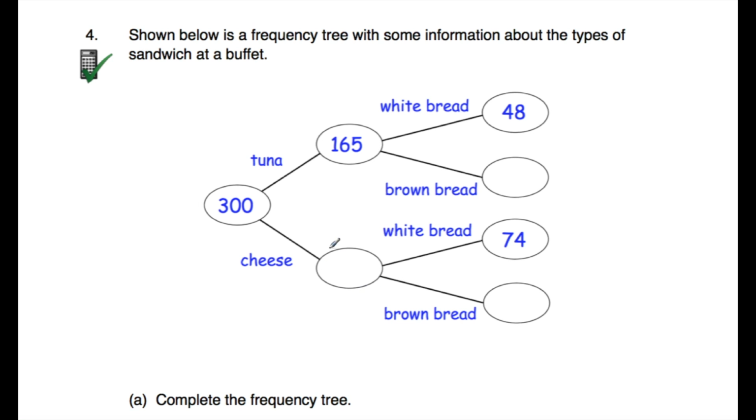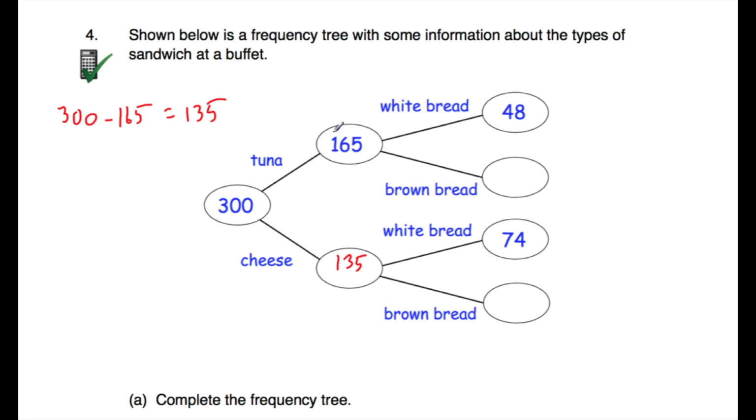So let's start off by finding out how many sandwiches were cheese sandwiches. Altogether there were 300. So if we take away 165, how many tuna sandwiches there were, that tells us how many cheese sandwiches there were. So 300 take away 165 is equal to 135. So that means there's 135 cheese sandwiches.